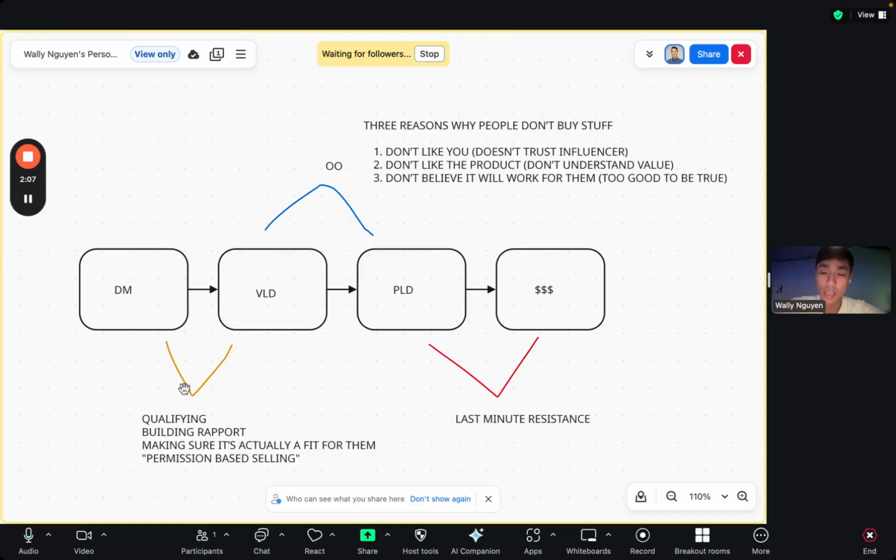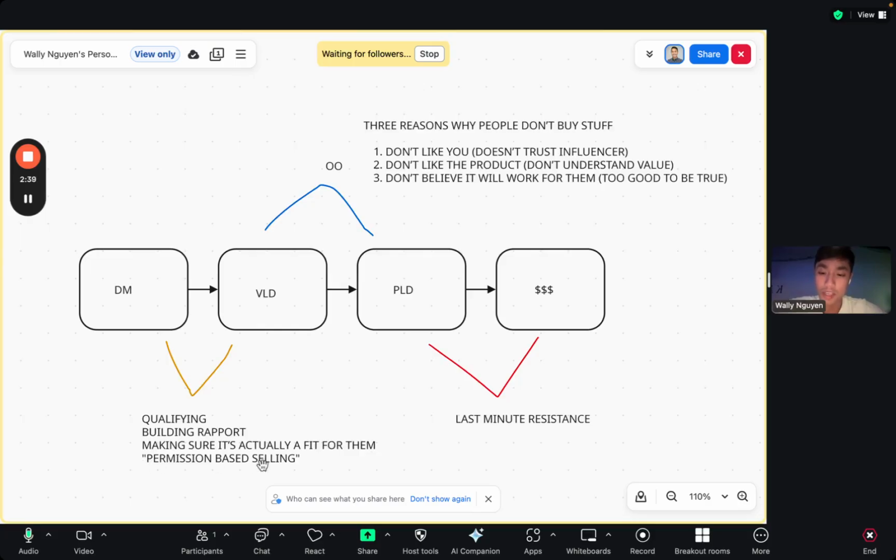So the in between stuff that I have right here, this is the yellow arrow, blue arrow, and the red arrow. These are what I call phases, so it's like, what am I thinking, what's the point of the phase, and what am I doing here. Obviously in the space between DM and VLD, we are chatting with people. So we're using our script or our process that we've already mapped out. And the idea here is that we're qualifying them. We're building rapport, and then we're making sure it's actually a fit for them.